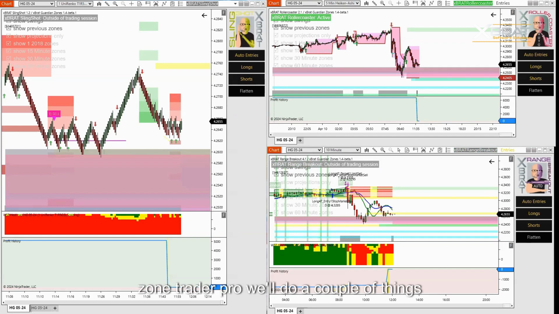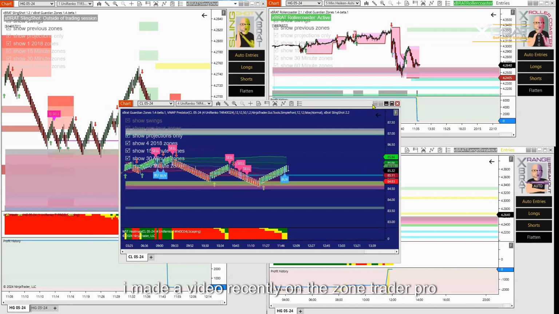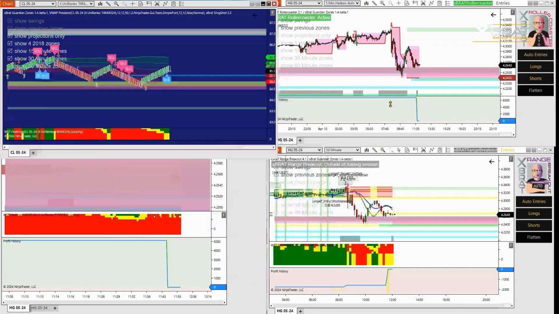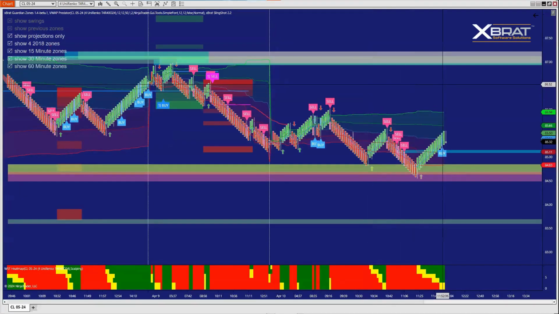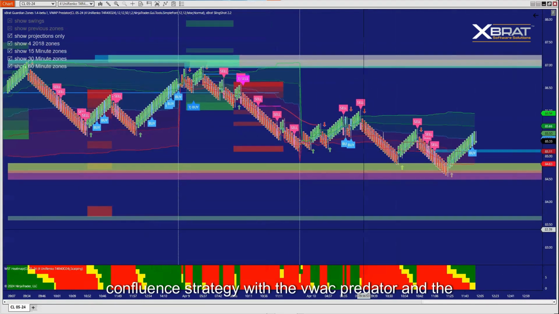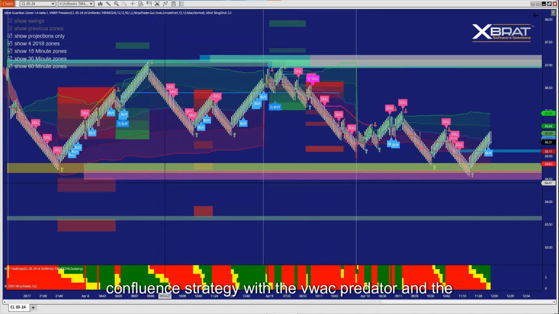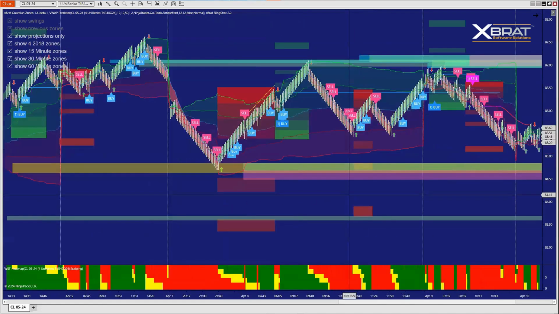I will do a couple of things today. I just want to go through. I made a video recently on the Zone Trader Pro. The Confluence strategy with the VWAP Predator and the Slingshot. So with the Slingshot Special Edition, you get the VWAP Predator for a month to trial, and you get the Guardian Zones for 3 months.